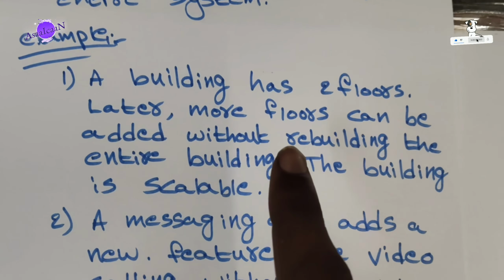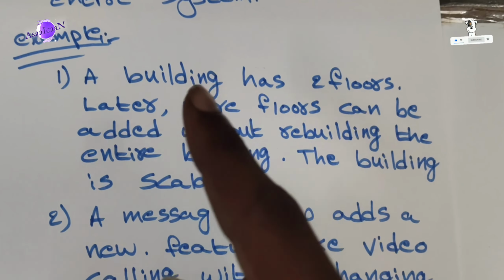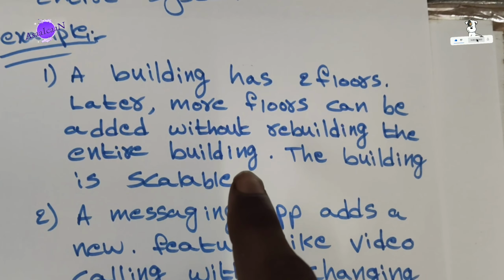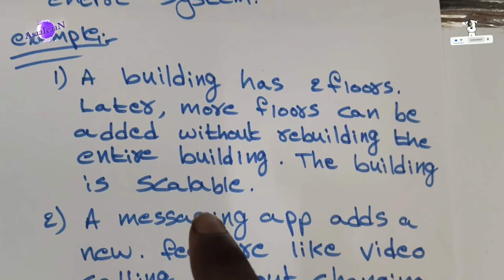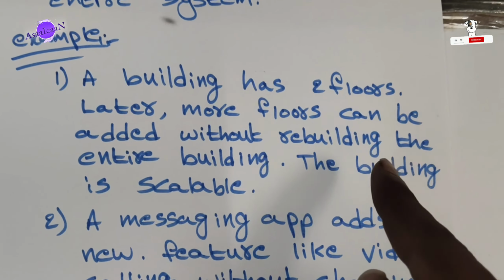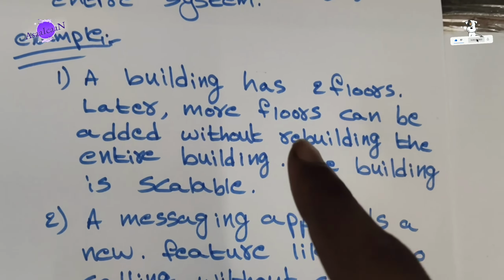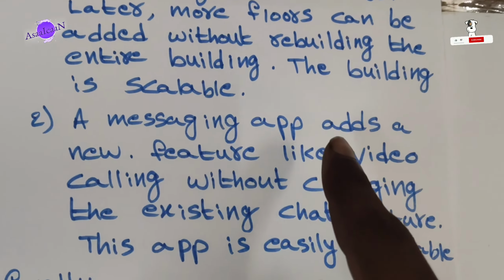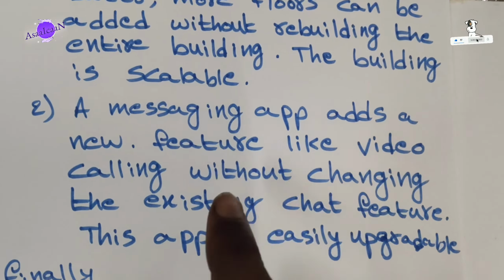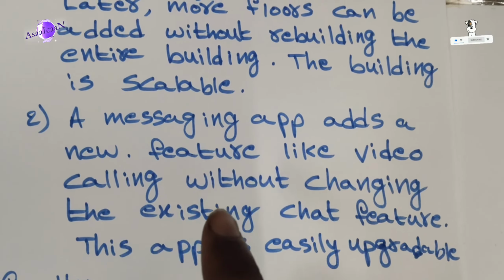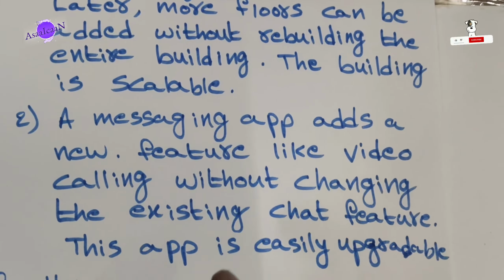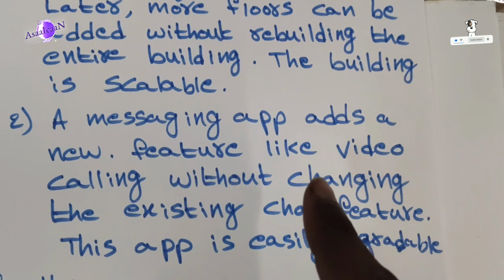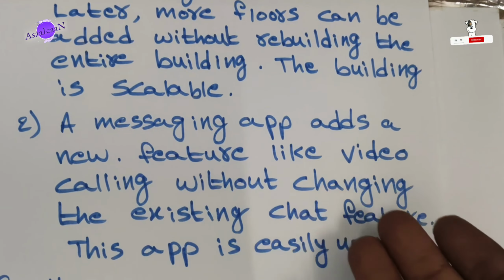For example, a building has two floors, and later more floors can be added without rebuilding the entire building. The building is called scalable. A messaging app adds a new feature like video calling without changing the existing chat feature. This app is easily upgradable.